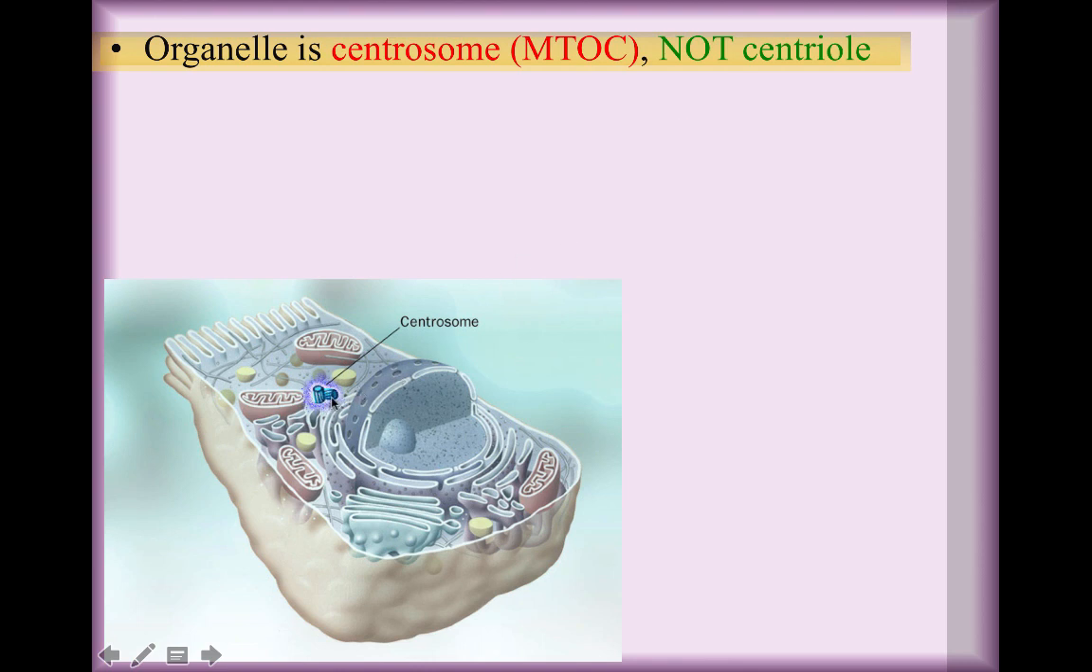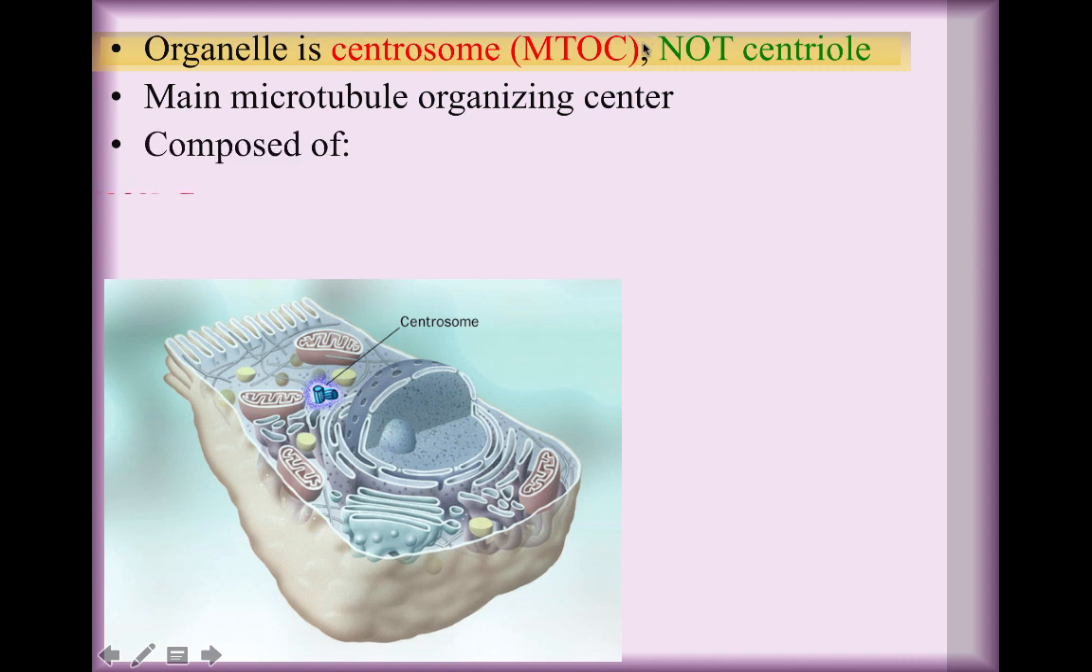these two little spindles that you see here that generally are shown at right angles to one another. The centrosome is the main microtubule organizing center. Remember, microtubules are one of the three things that make up the cytoskeleton of the cell. And for this reason, the centrosome is known by some people as the MTOC, microtubule organizing center. The two parts of it are the two centrioles that we just mentioned.